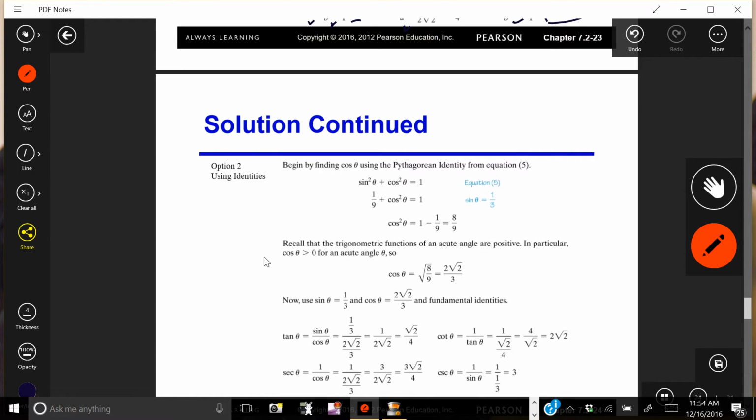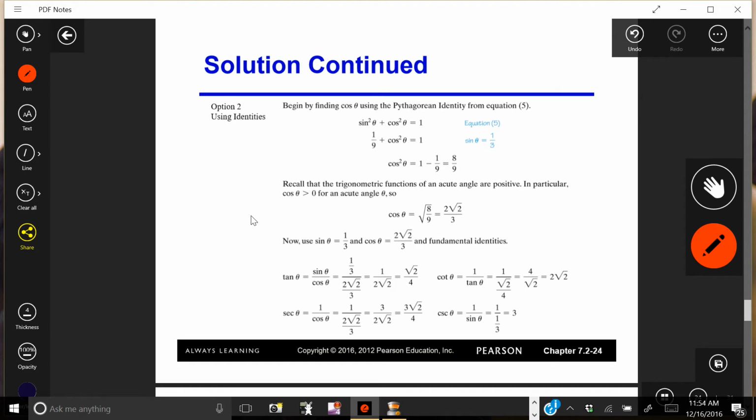Now notice there's another way to do this using the identities. You could use sine squared plus cosine squared is equal to 1, and then plug in the fact that sine of theta is 1/3, so sine squared would be 1/9, leaving 1/9 plus cosine squared theta is equal to 1. And cosine squared theta then would be 1 minus 1/9, equal to 8/9. And taking the square root, you get 2 square roots of 2 over 3.